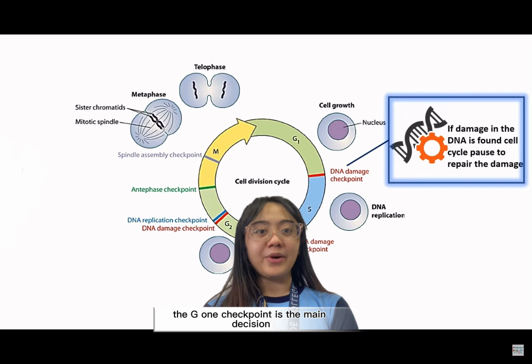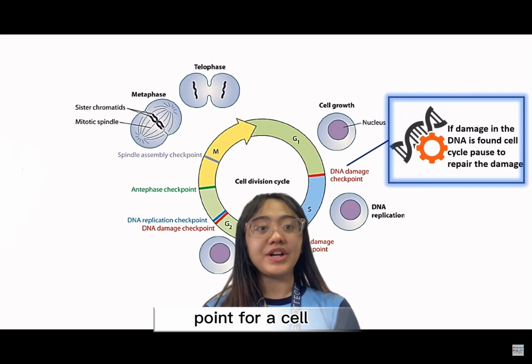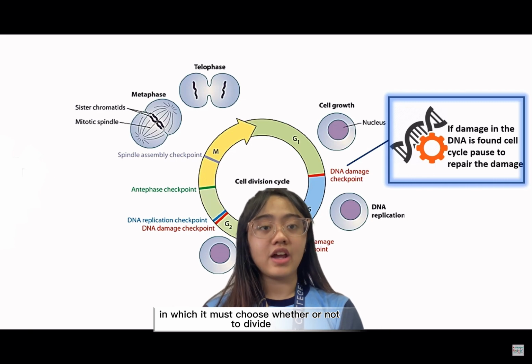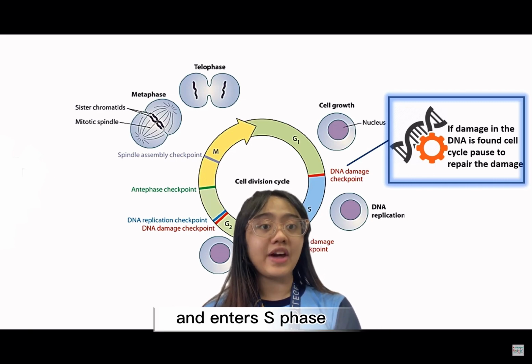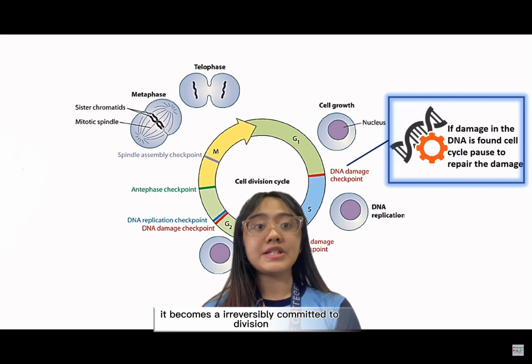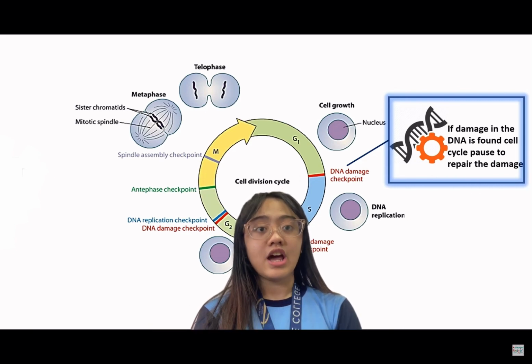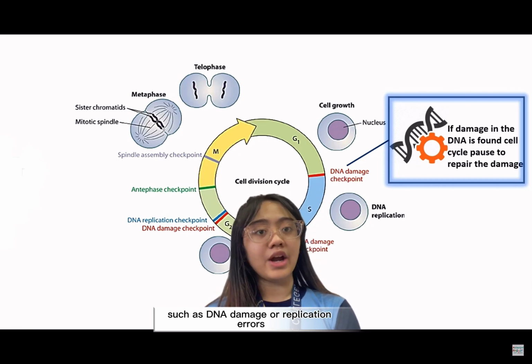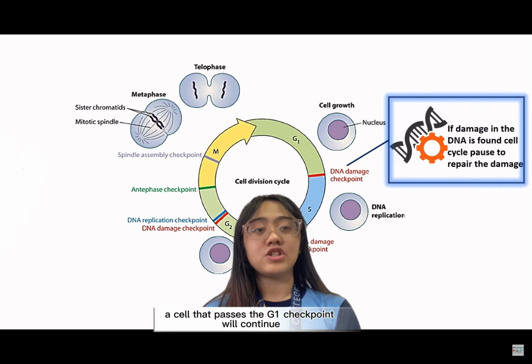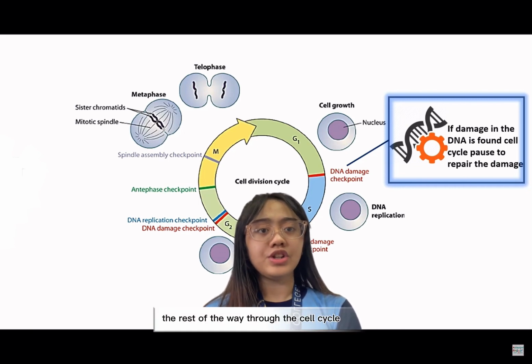The G1 checkpoint is the main decision point for a cell in which it must choose whether or not to divide. Once the cell passes the G1 checkpoint and enters S phase, it becomes irreversibly committed to division. That is, barring unexpected problems such as DNA damage or replication errors. A cell that passes the G1 checkpoint will continue the rest of the way through the cell cycle and produce two daughter cells.